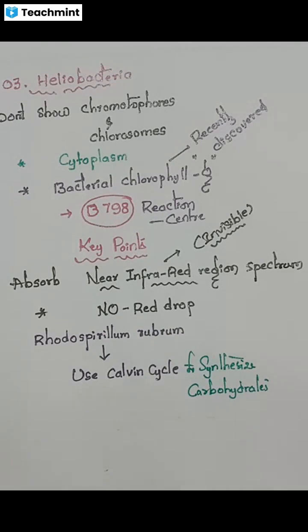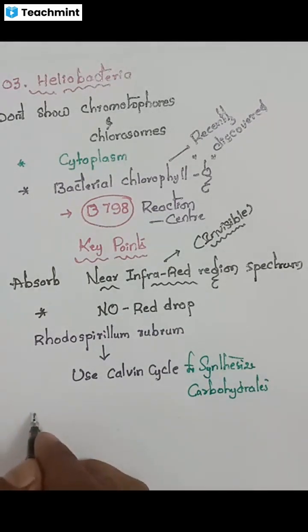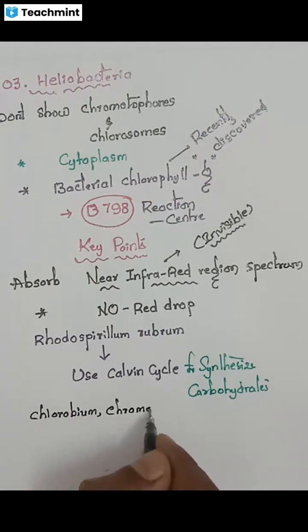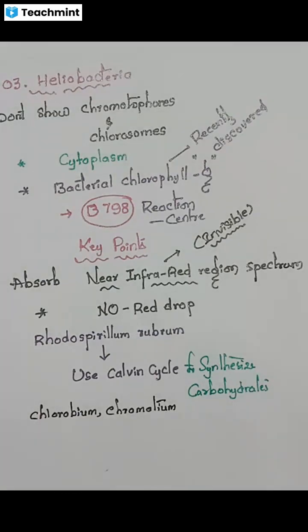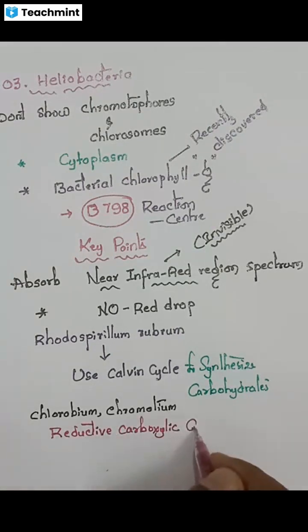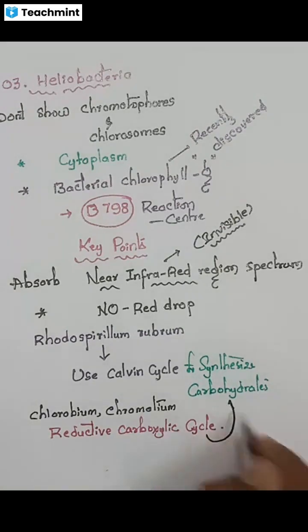So clear. The bacteria like chlorobium and chromatium use the reductive carboxylic cycle to synthesize carbohydrates.